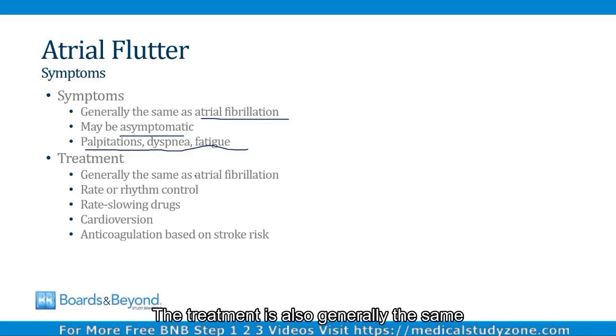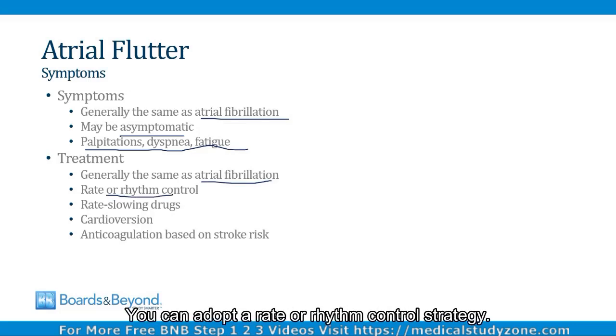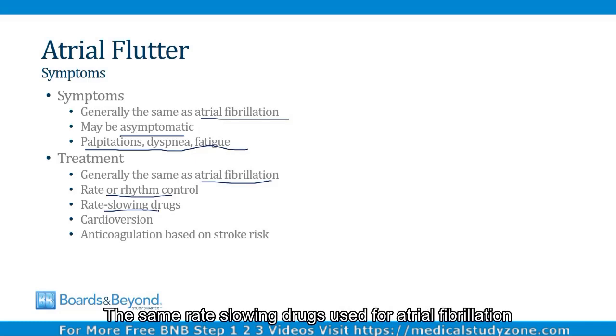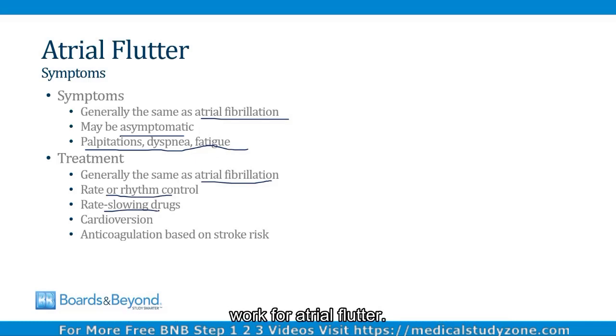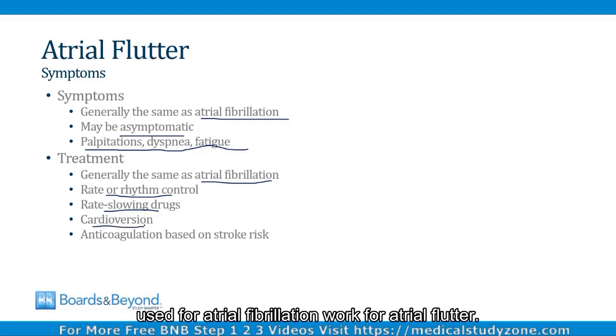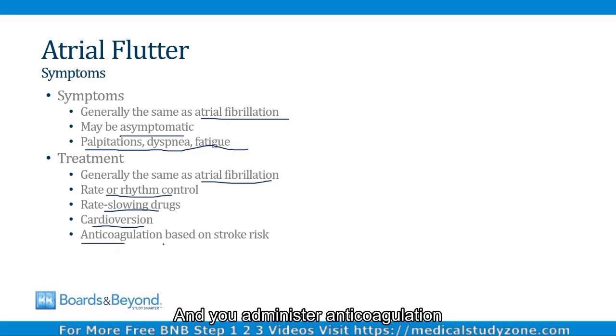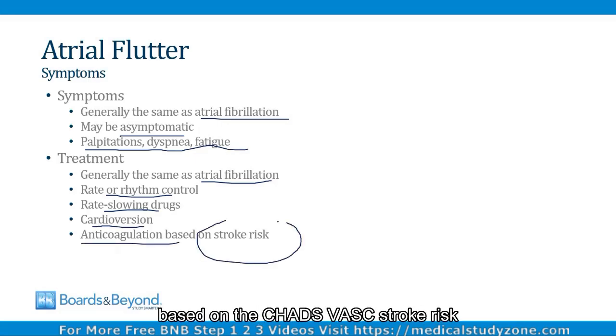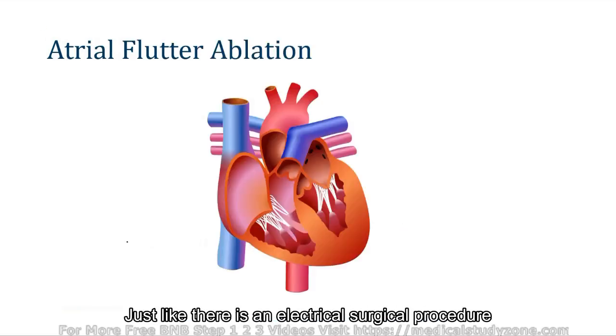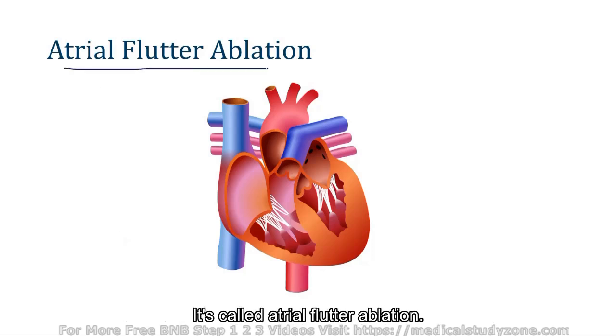The treatment is also generally the same as the treatment for atrial fibrillation. You can adopt a rate or rhythm control strategy. The same rate-slowing drugs used for atrial fibrillation work for atrial flutter. The same methods of cardioversion used for atrial fibrillation work for atrial flutter. And you administer anticoagulation based on the CHA2DS2-VASc stroke risk in patients with atrial flutter, the same way you do for atrial fibrillation. Just like there is a surgical procedure for atrial fibrillation, there is also a surgical procedure for atrial flutter. It's called atrial flutter ablation.